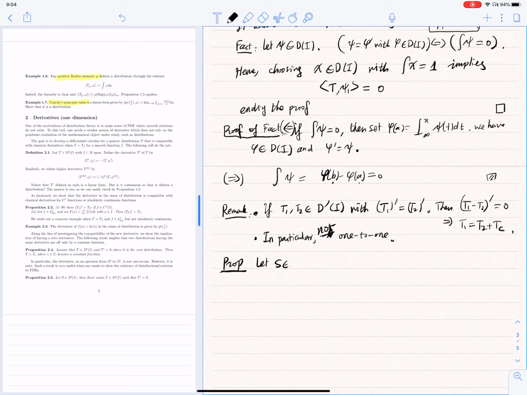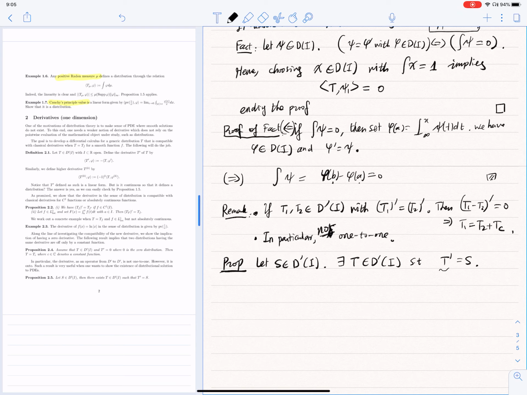So let S be a distribution. Then there exists a distribution T such that T prime is equal to S. So this is really a result in the flavor of solving a PDE.